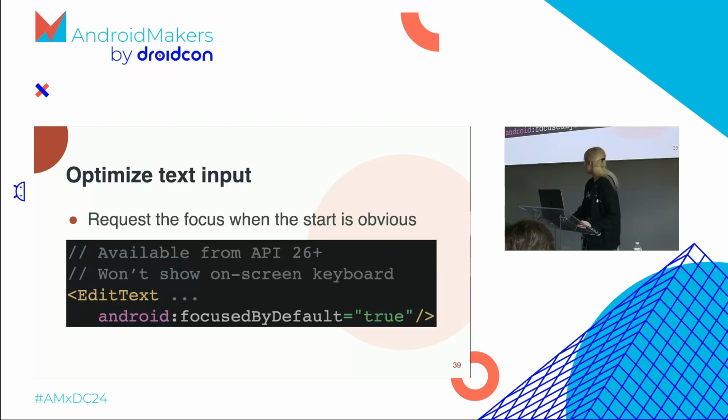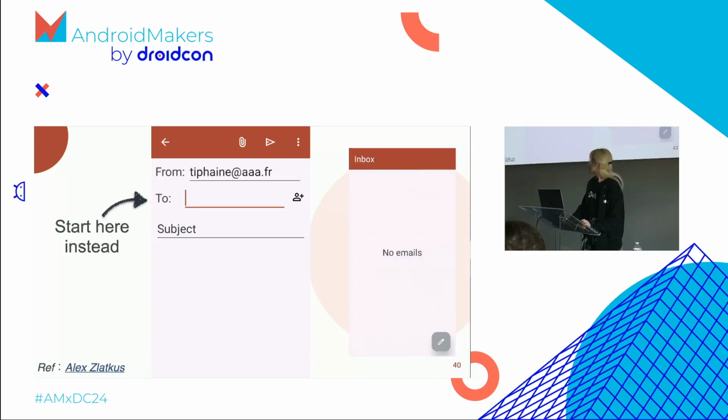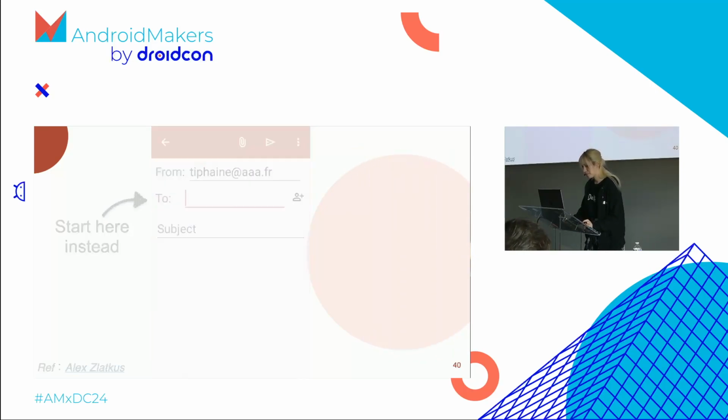So what would be a good situation then to use this one? So here is a very simple email application. And since the sender address is already set by default, most users would want to start by typing the receiver email address. But because the sender field is at the top, normally it would get the focus first. So here, we want to start here, so we put the focus by default attribute on the second field, and here would be the result. So the focus would go straight to the receiver email address when we are opening the screen. And it only works with tab navigation, focus navigation.